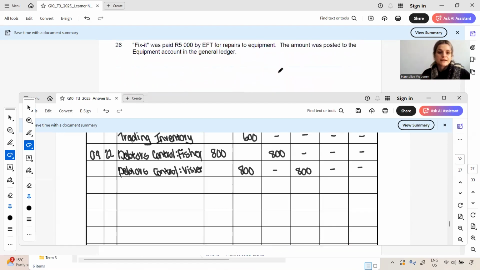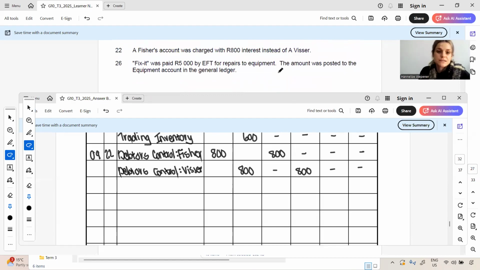Let me double check. Yes. Okay. So Fixit was paid 5,000 Rand by EFT for repairs to equipment. So in other words, in your CPJ, you allocated 5,000 Rand to repairs to equipment. So you debited repairs, and then you credited bank because you made a payment.